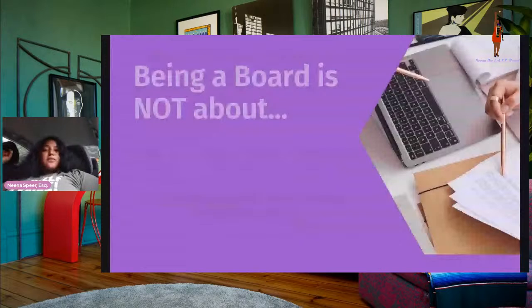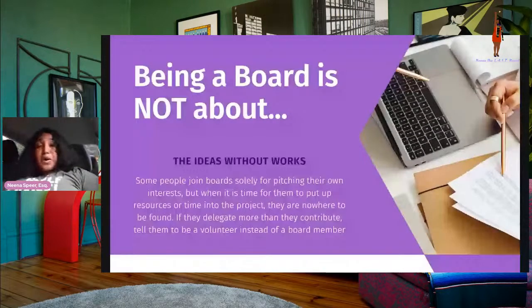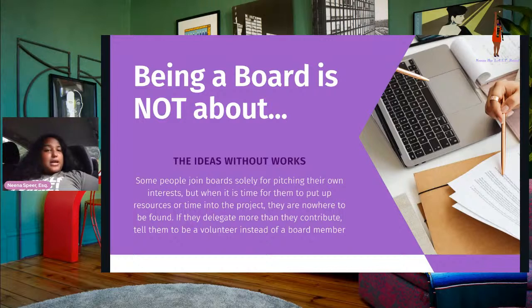Being a board is not about the ideas without the work. Some people want to come and just pitch ideas. They don't want to do no work. They just want to sit it out. Look, I brought this great idea. I don't want to do the work that comes with doing this great idea. I just want to be able to bring the idea and then leave. That's not how this works.